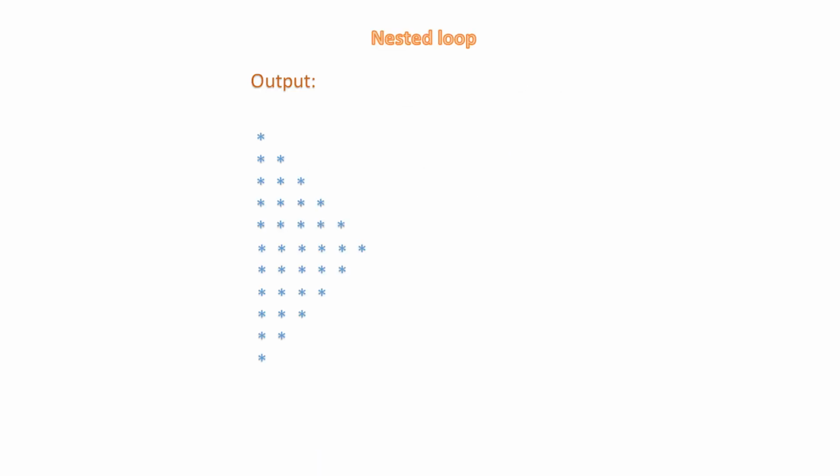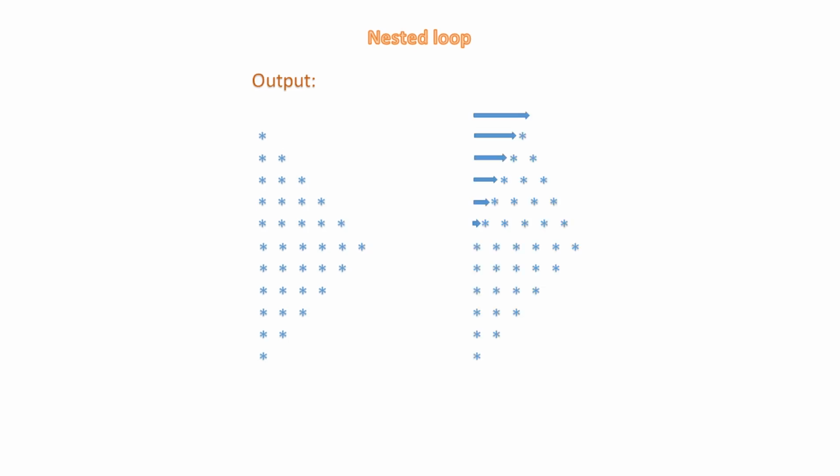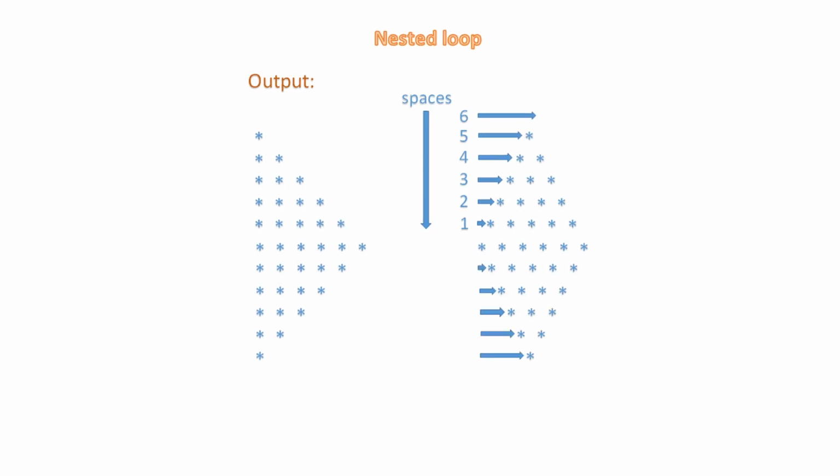Now we can change the existing output to look like a diamond, like this, by just doing some changes to my existing program. To modify the output, I need to add spaces to the upper triangle, decrementing the spaces by each iteration, and also need to add spaces to the lower triangle, incrementing the spaces by each iteration. Now it looks like a diamond.